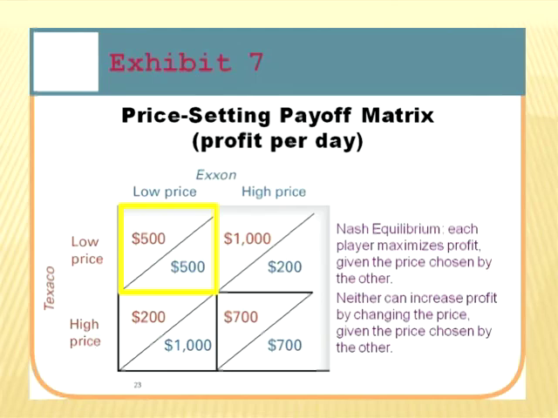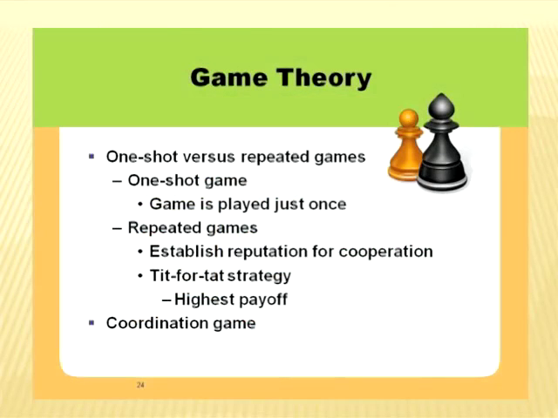What would be better is if both of you would charge a high price, because both of you would be better off. But the temptation is for you to lower your price in order to get the big payoff, the $1,000 per day payoff. And oh, by the way, this is known as a Nash equilibrium. And if you saw the movie Beautiful Mind, Nash is the one who, this is what he was working on, and he eventually received the Nobel Prize for working this out mathematically.